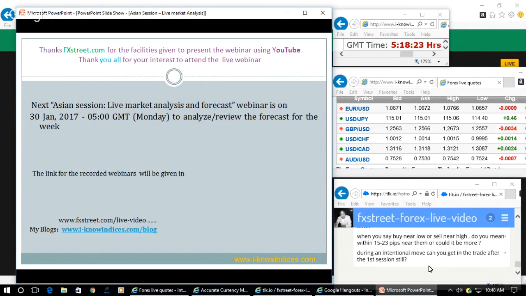Yeah, during the intentional move, you know very well that they are going to continuously rise or continuously drop for 2 sessions, into the start of the 3rd session. You can take a buy near the low, or you can take a buy above the initial high. That's what I told you during the intentional move, when they breach the high and stay above there for more than 30 minutes and continue to gain the level. And then the session gets over and the new session starts.